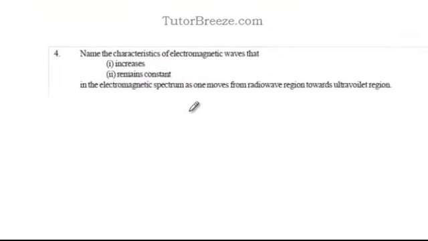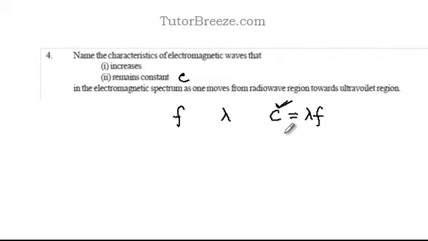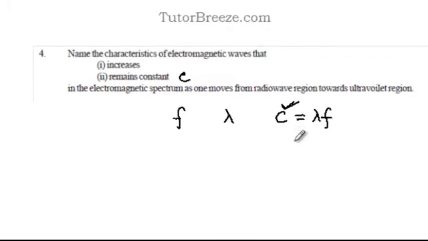Now you know that for electromagnetic waves, we generally consider two characteristics. One is frequency and the other is wavelength. And we know that the velocity is given by lambda times frequency. Now the velocity is going to remain constant. C remains constant if the medium doesn't change.